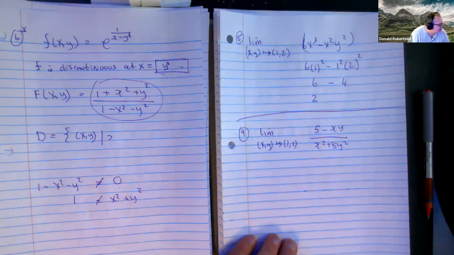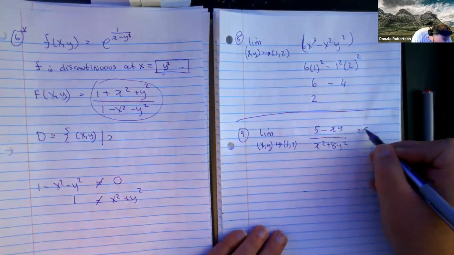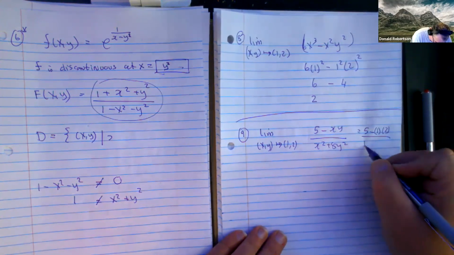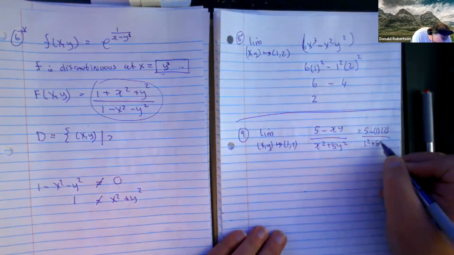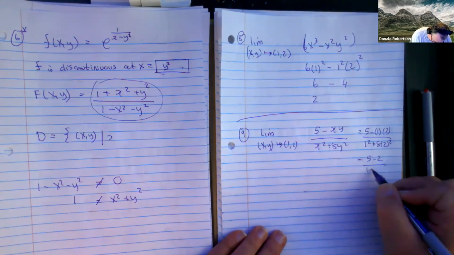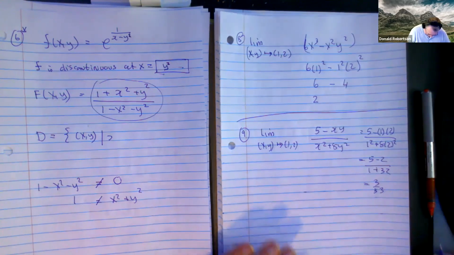Let's check. Make sure I got the right one. 1, 2. Five take away 1 times 2, over 1 squared plus 8 times 2 squared. So 5 take away 2, 1 plus 32. I make that 3 over 33.